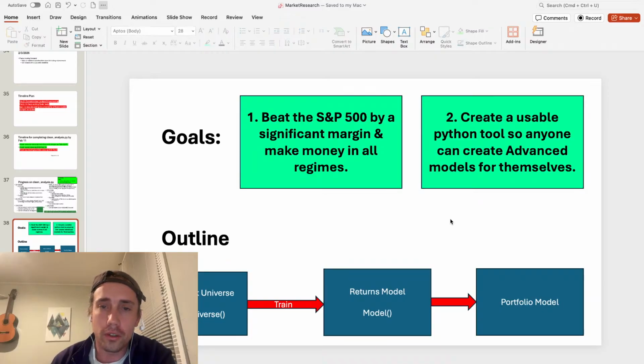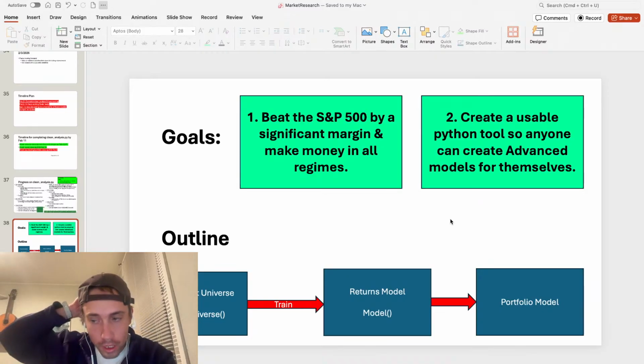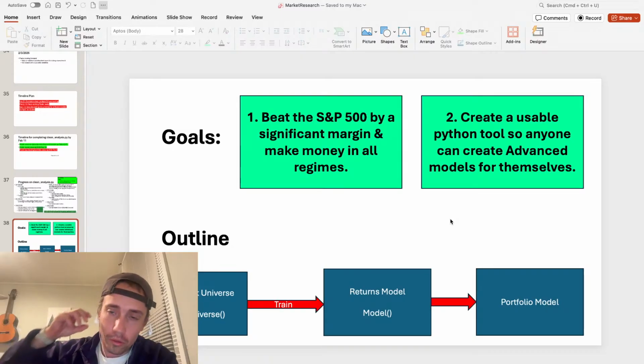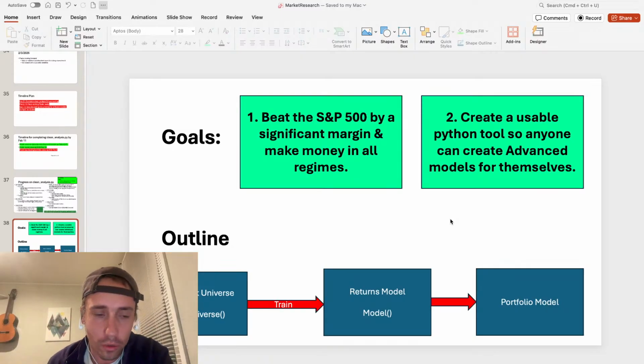Second goal is to create a usable tool. So I'm writing all this in Python code. So my second goal is to create a usable tool that anyone can use to create these sorts of models for themselves. So this is the layout.